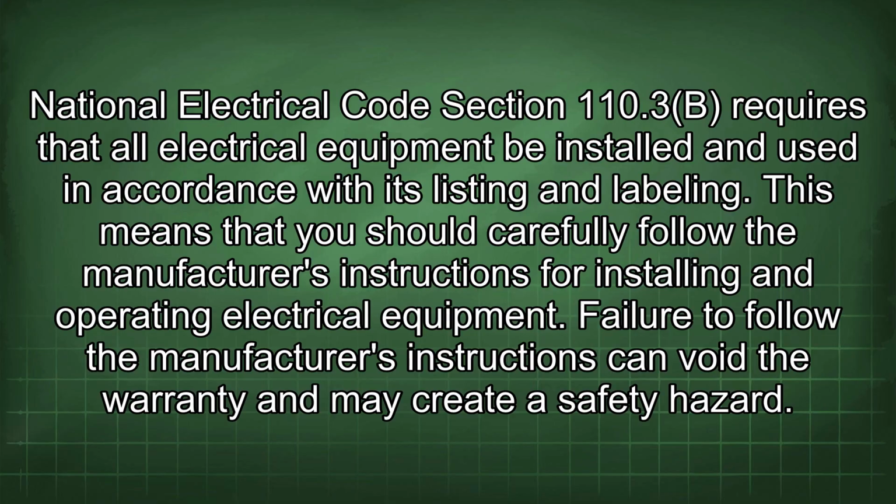National Electrical Code Section 110.3(B) requires that all electrical equipment be installed and used in accordance with its listing and labeling. This means that you should carefully follow the manufacturer's instructions for installing and operating electrical equipment. Failure to follow the manufacturer's instructions can void the warranty and may create a safety hazard.